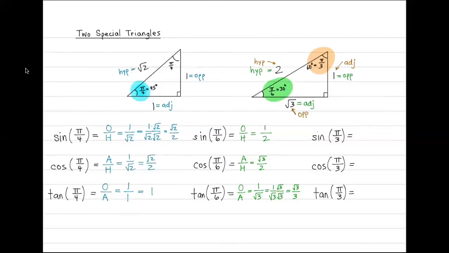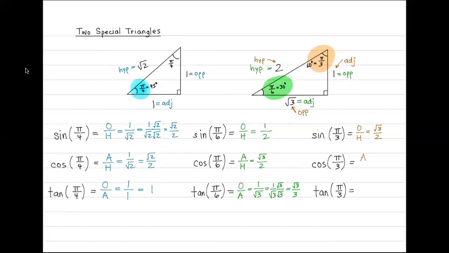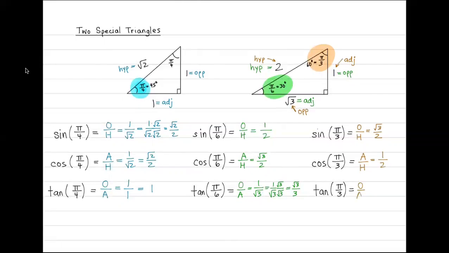So if I want to plug those in, the sine of pi over 3 is always opposite over hypotenuse, which in this case, relative to pi over 3, is root 3 over 2. Yes, root 3 over 2. I did that right. Now the cosine is adjacent over hypotenuse. So in this case, for the orange angle, I would have 1 over 2. And then for the tan, it's still opposite over adjacent. So in this case, my opposite is root 3 and my adjacent is 1. So root 3 over 1 just gives me root 3.